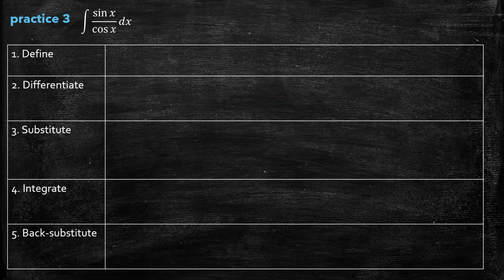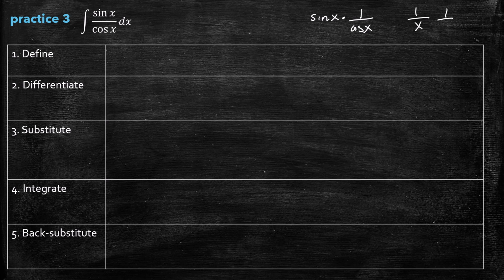So here's an example that might give you pause for thought. Do we make u sine x or do we make u cosine x? Maybe if we separate it out a little bit, we can think about it. It's just sine x times 1 over cosine x. Well, sine x is not a function within another function, it is just what it is. But cosine x is indeed. What is the overarching function? The overarching function is 1 over x, the reciprocal function.